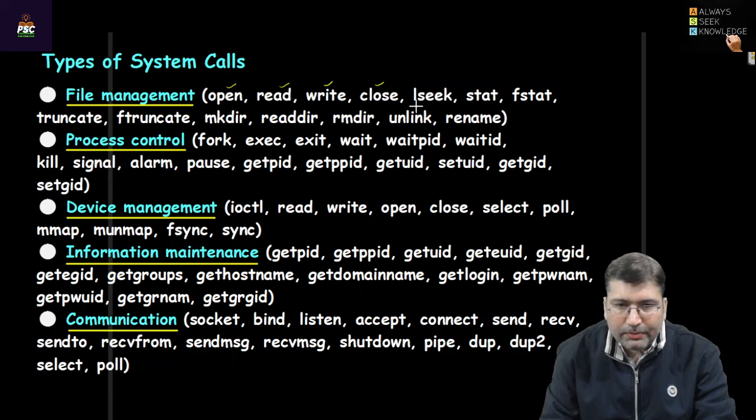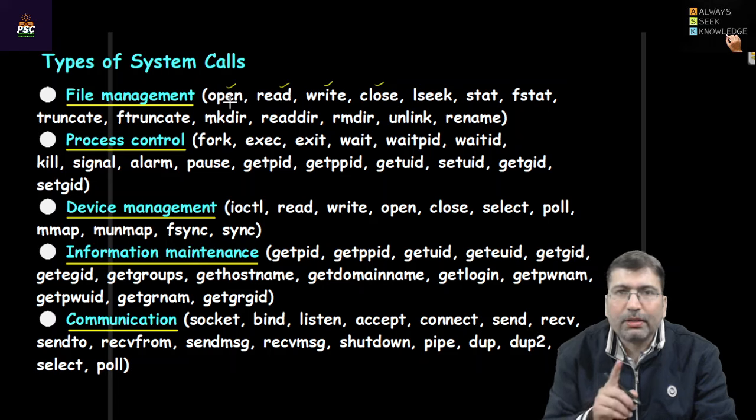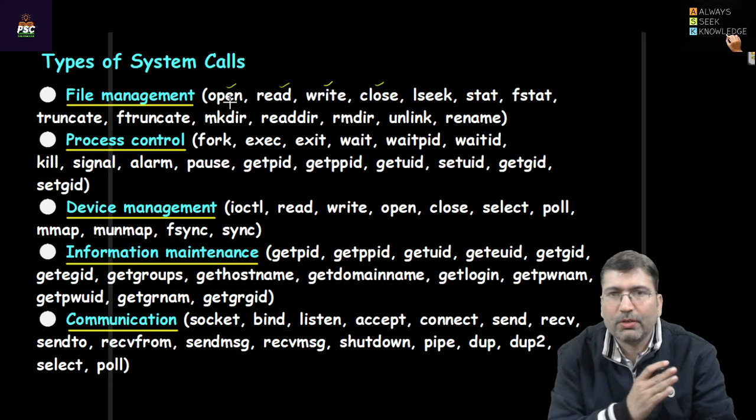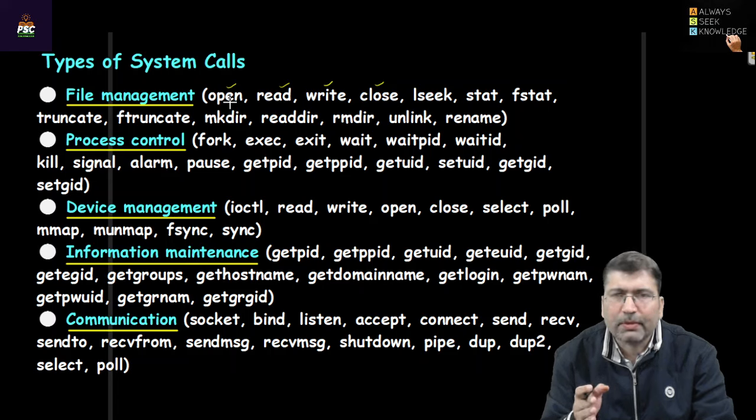Then lseek. Generally when we start reading or we open a file, the file pointer will be in the beginning, or you can say the very first character. So if you want to write or read at a very specific location, let's say you don't want to read first 10 characters, you start reading from 11th character, then you can use lseek and you can specify the position from which location you want to read.